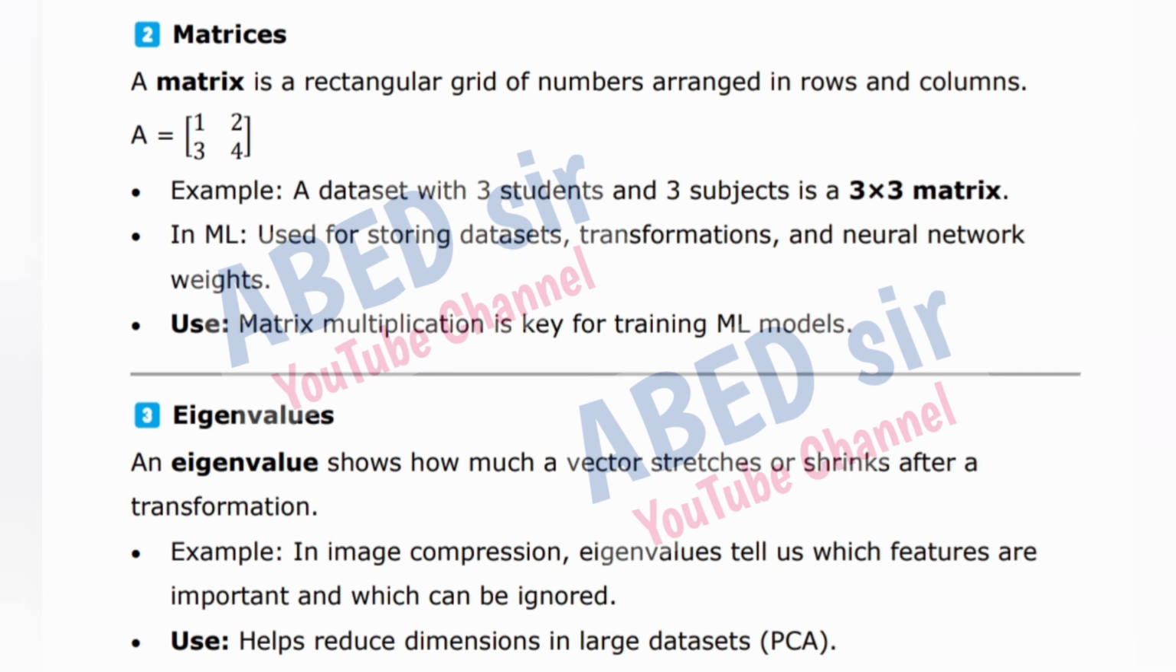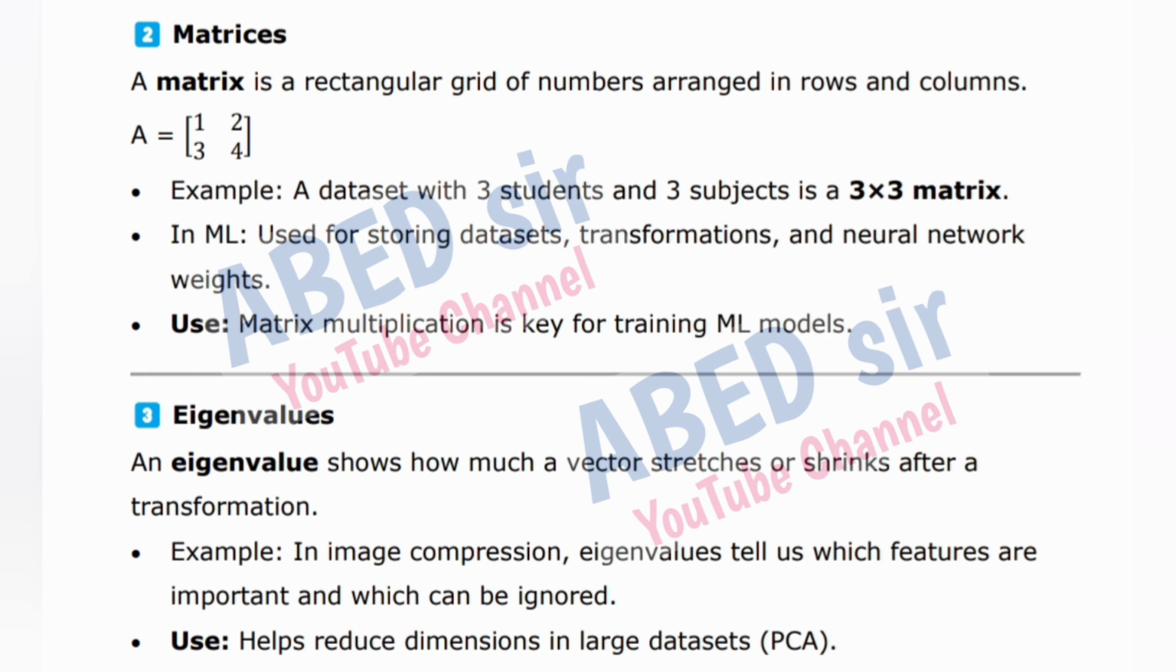Matrices. A matrix is a rectangular grid of numbers arranged in rows and columns. A = [[1, 2], [3, 4]]. Example, a dataset with 3 students and 3 subjects is a 3 times 3 matrix. In ML, used for storing datasets, transformations, and neural network weights. Use: matrix multiplication is key for training ML models.